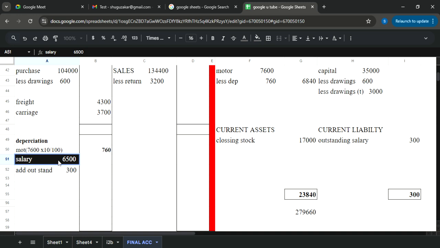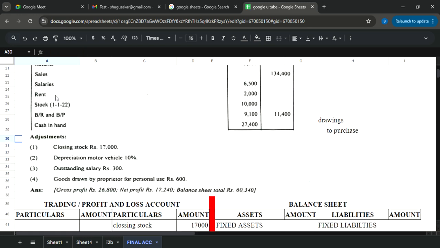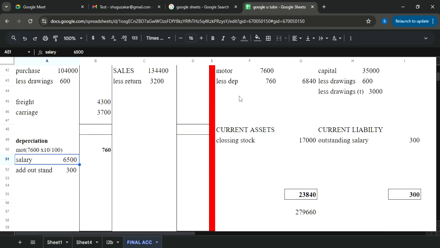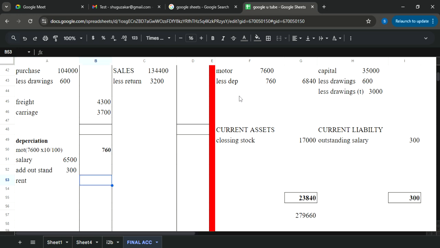After salaries we have rent. Salary 6500, rent 2000, so you will mention rent over here, 2000. Beside this we can complete the salary portion. As you know that the outstanding should be added, so you will add 300. So we have got the salary amount as well.